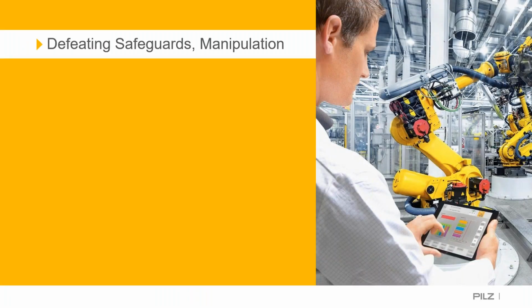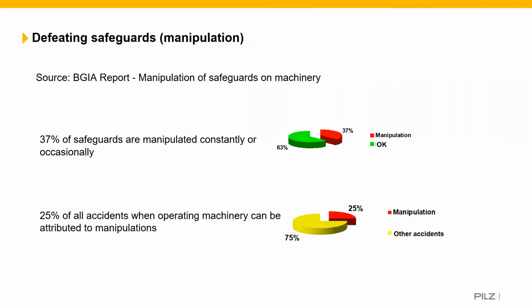We talked, or I mentioned briefly, there's a section that looks at defeating safeguards and avoiding manipulation of those. It's quite interesting that BGIA, a German organisation, did a report a few years ago now on the manipulation of safeguards on machinery. It was found that over a third, so 37%, of safeguards are manipulated constantly or occasionally, which is an incredible amount.